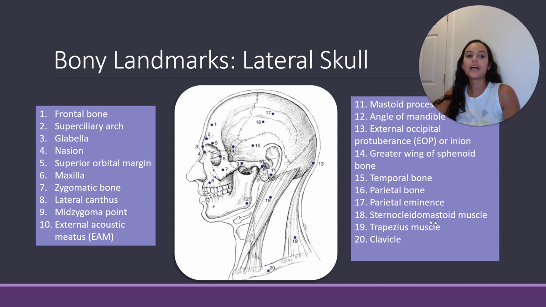The sternocleidomastoid muscle. I love saying that. I learned that in anatomy back in college. The sternocleidomastoid attaches from your occipital bone in your skull all the way down to your clavicle, and it is a muscle that helps your neck move and turn. Sternocleidomastoid. Such a fun name.